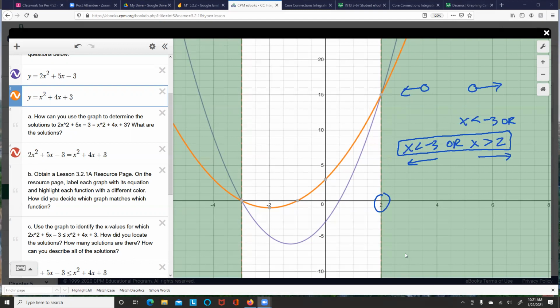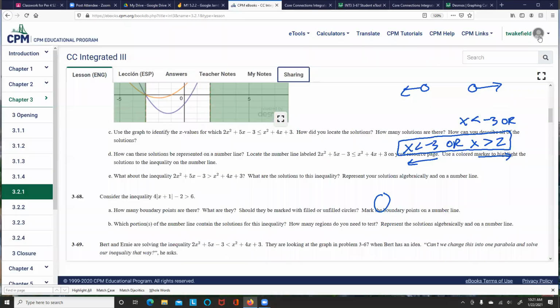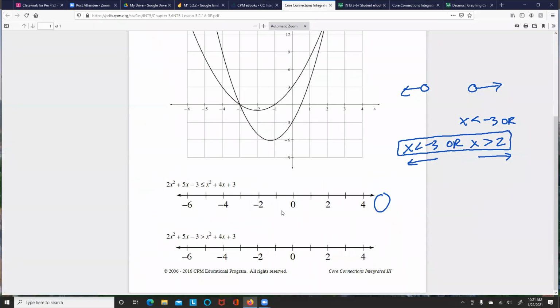So that is the answer to part E here. I need to get rid of this and go back to part E. It says, what are the solutions to the inequality? So back on your paper, the way that we would show that is go to -3, do an open circle and shade to the left, and at 2, do an open circle and shade to the right, right?